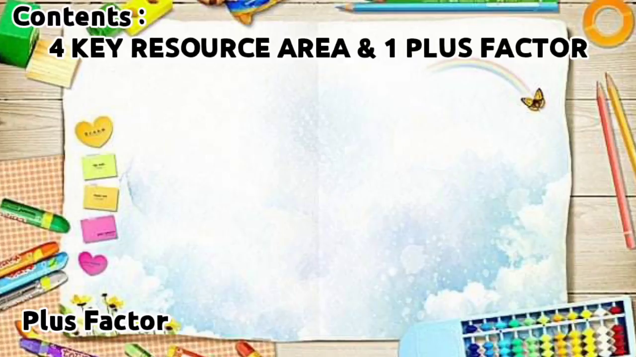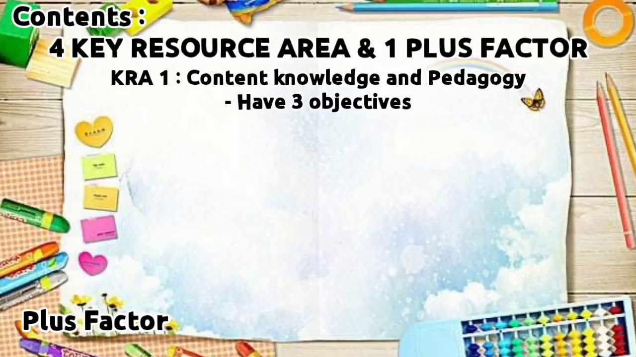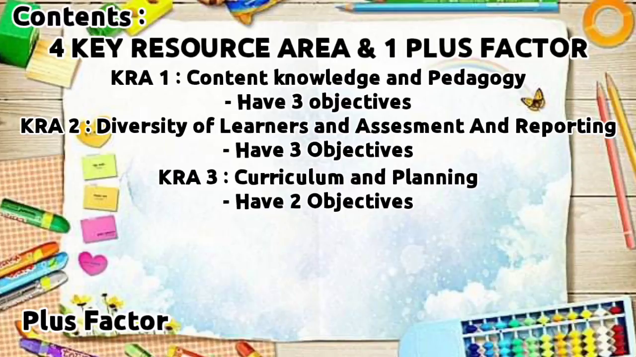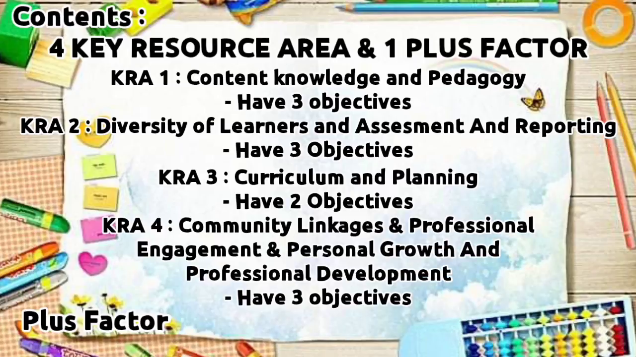Katulad ng mga proficient teachers, ang mga master teachers ay mayroong 4 na CRA at isang plus factor. So, sa 4 na CRA ito ay binubuo rin ng mga objectives. Sa unang CRA, the content, knowledge, and pedagogy, ito ay binubuo ng 3 objectives. Sa pangalawang CRA, diversity of learners and assessment and reporting, may 3 objectives. Sa curriculum and planning, may 2 objectives at sa community linkages and professional engagement and personal growth and professional development ay mayroon pong 3 objectives.